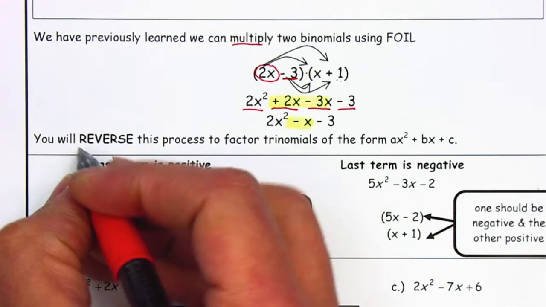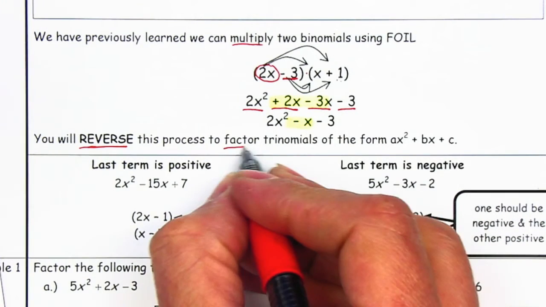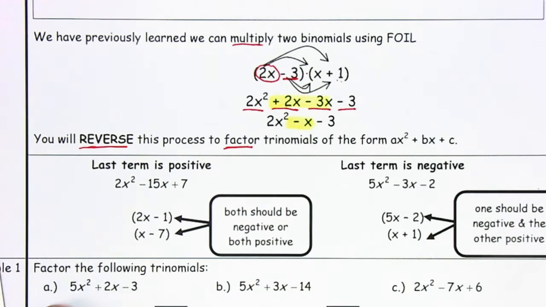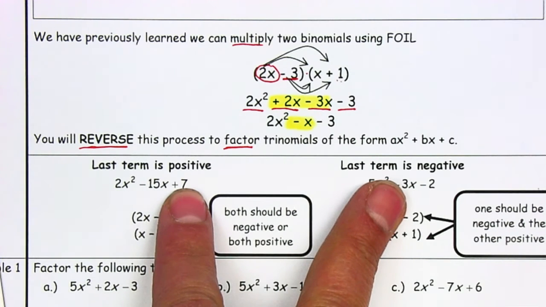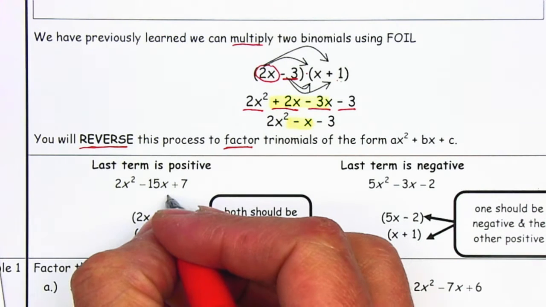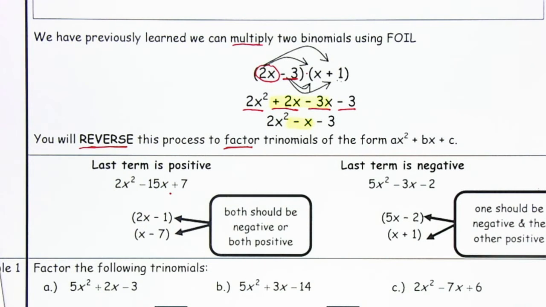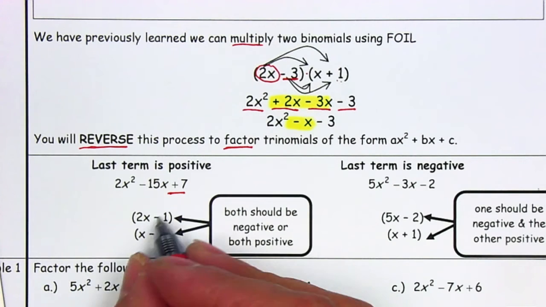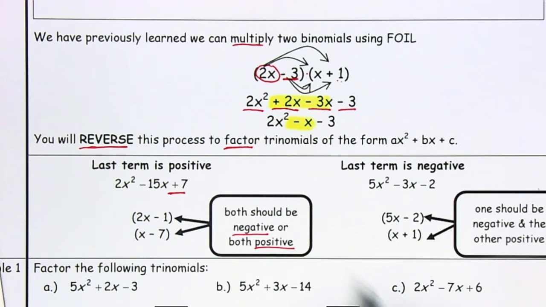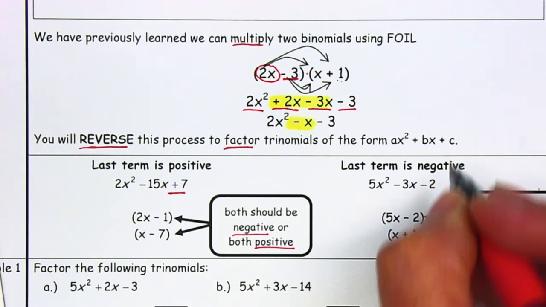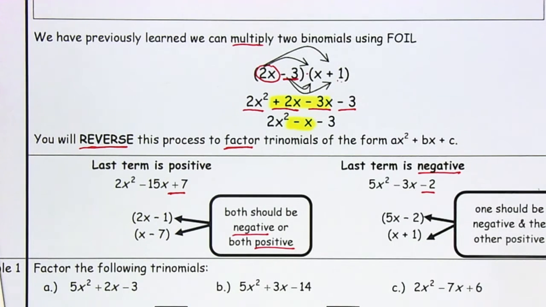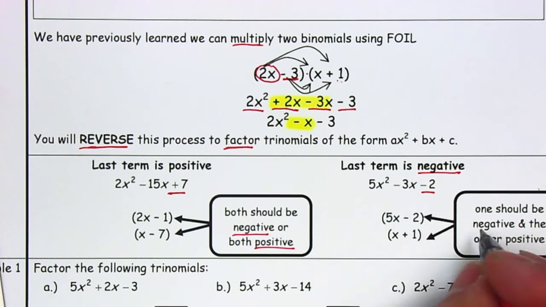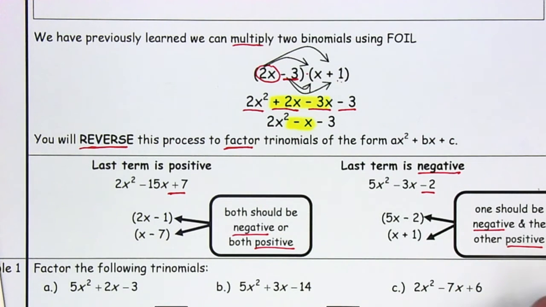Now the reverse process is called factoring. And we are going to be dealing with two types. When the last term is positive, that means that they both have to have the same sign. They both should be positive or both negative. If the last term is negative, because whenever we multiply two numbers that end up with a negative, one of them should be negative and the other one should be positive.